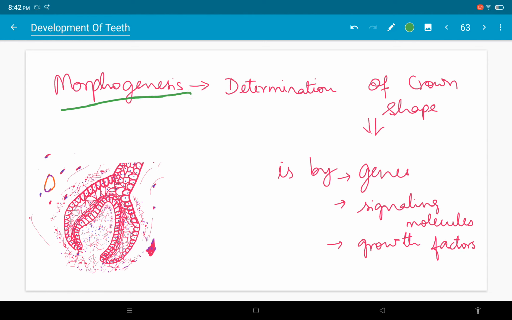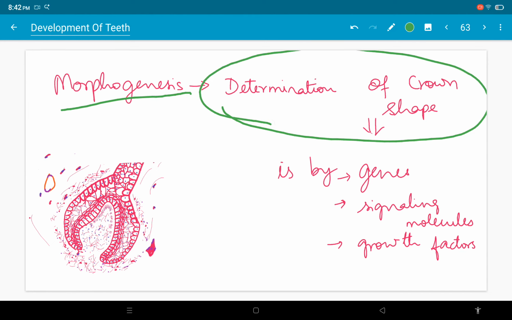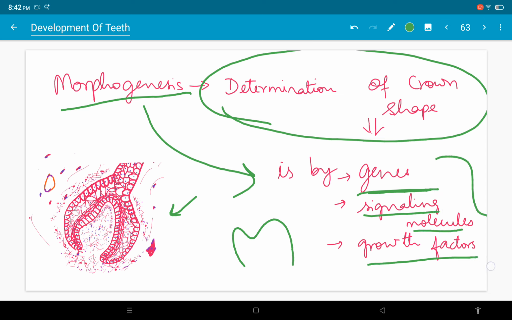Morphogenesis is the name given to the determination of crown shapes, right? So morphogenesis is usually determined by the genes. How do you know one enamel organ will be a central incisor, another enamel organ will lead to a molar or a premolar? The reason is the genetic setup, signaling molecules, and growth factors. A defect in these will cause a defect in morphogenesis. We have seen, right, anomalies in the shape of teeth in developmental anomalies. If you want to know more about developmental anomalies, comment. I already have a video on that. I may summarize it again for you in another video.